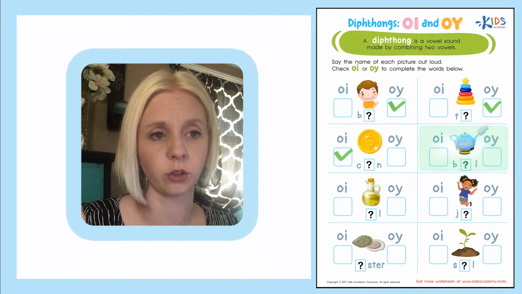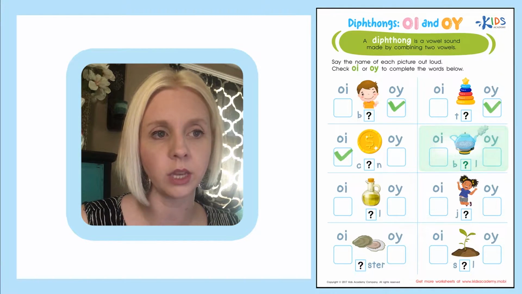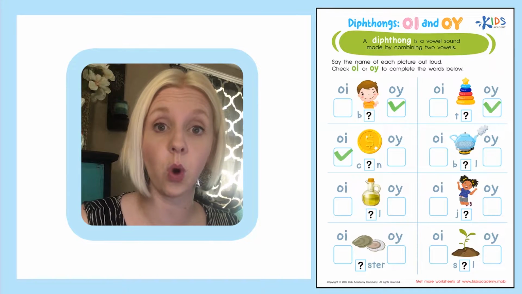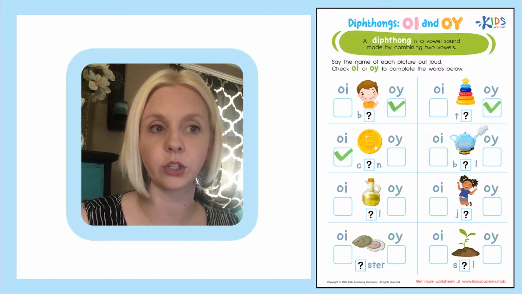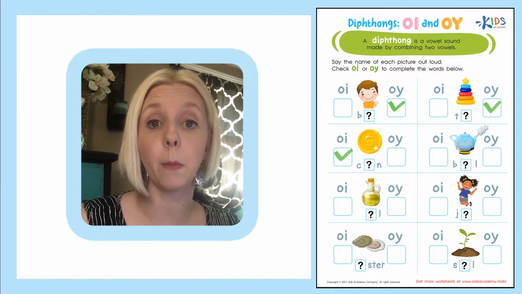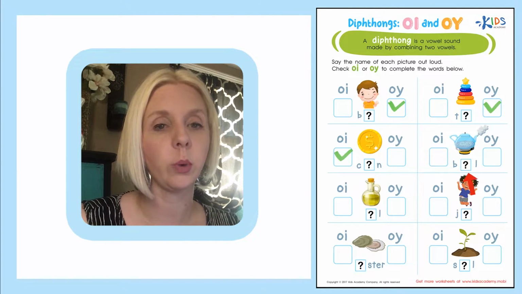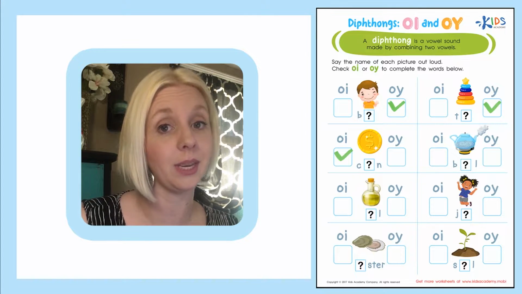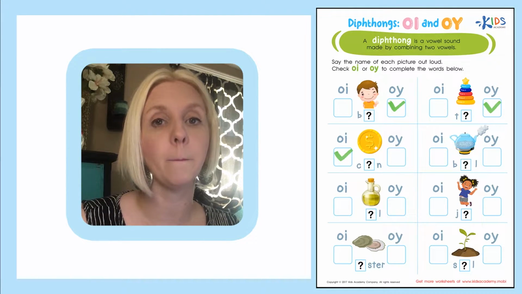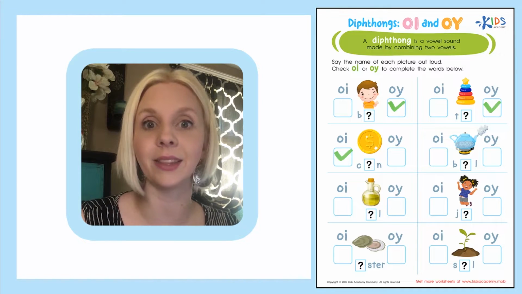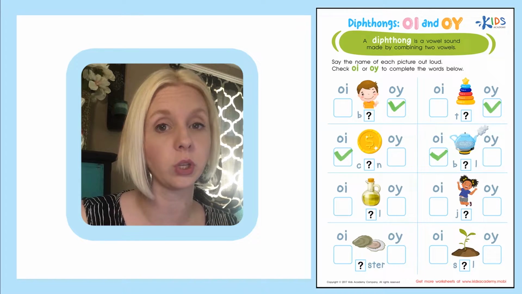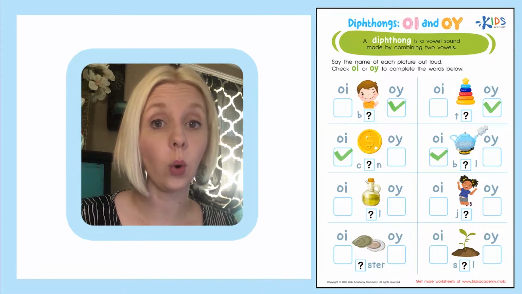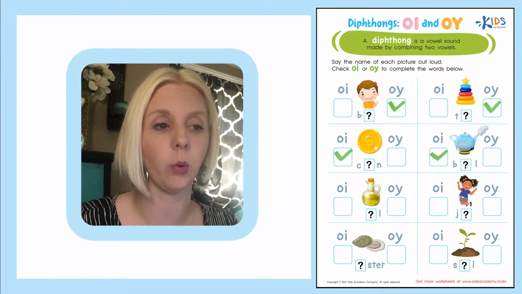The next one is a picture. It looks like a teapot, but on the inside we can see that there's little bubbles and there's steam coming out. So when water turns into steam, we have to boil it in order for it to turn to steam. So the word is boil. Where do we hear that oi sound? Is it the beginning, middle, or end? B-oi-l. It's at the middle, so we're going to check oi, because remember, the rule usually is that if it's at the beginning or middle, it's going to be oi.